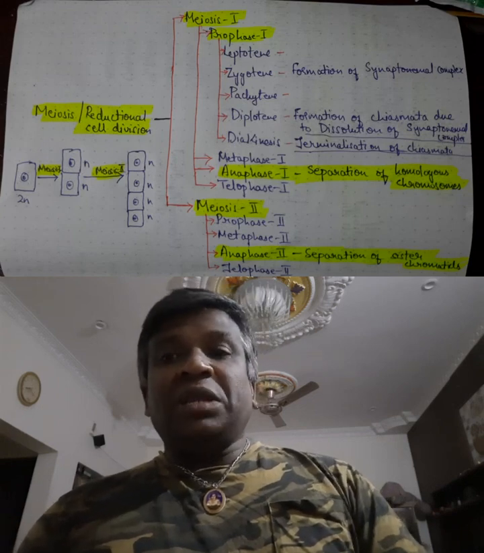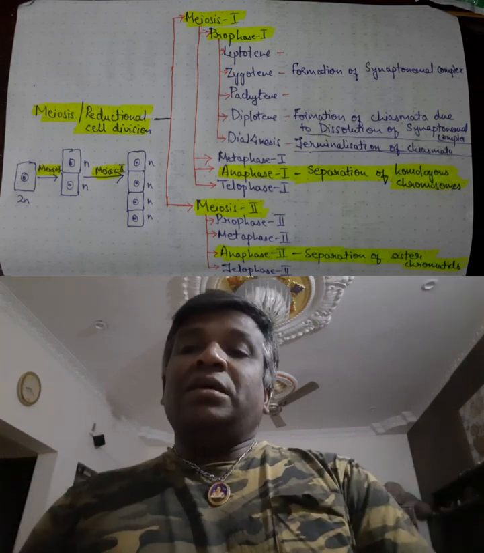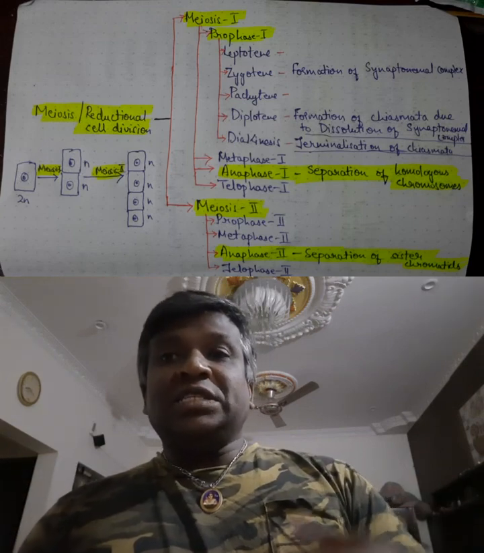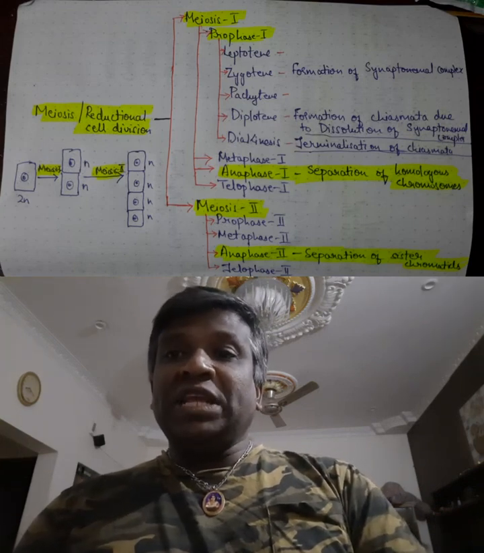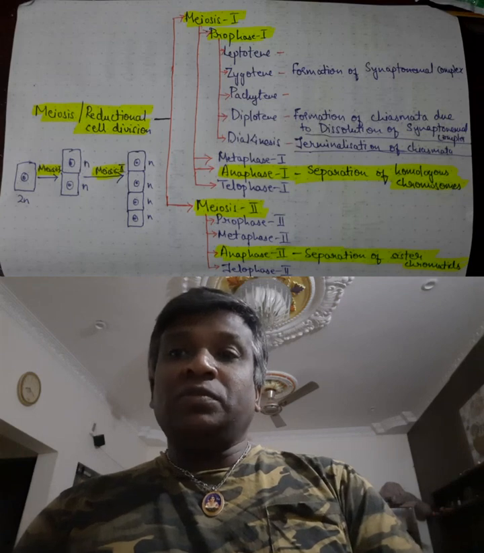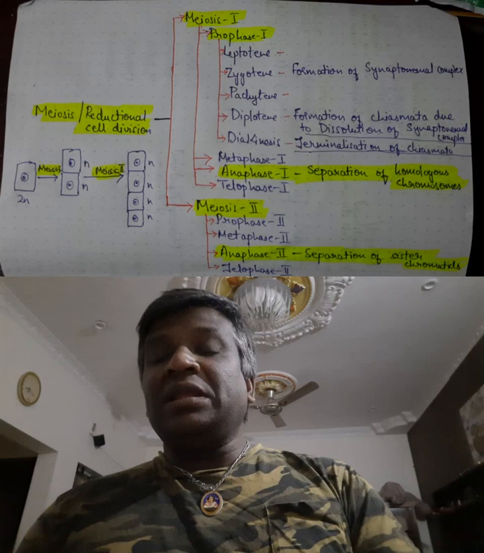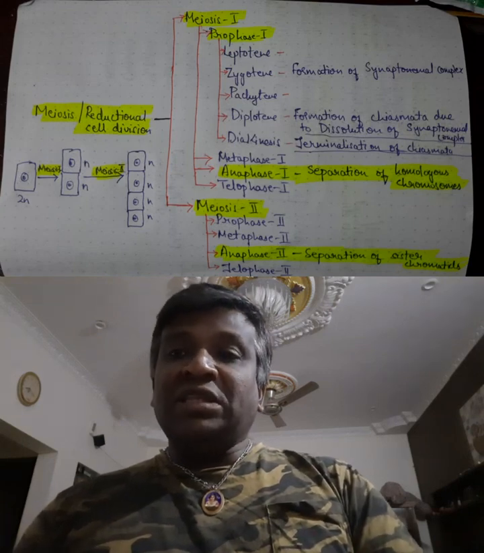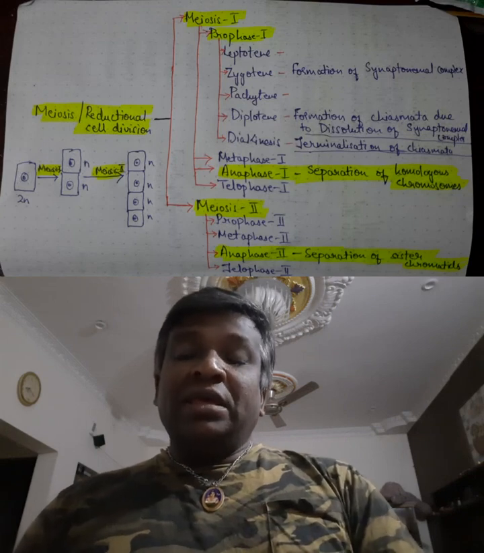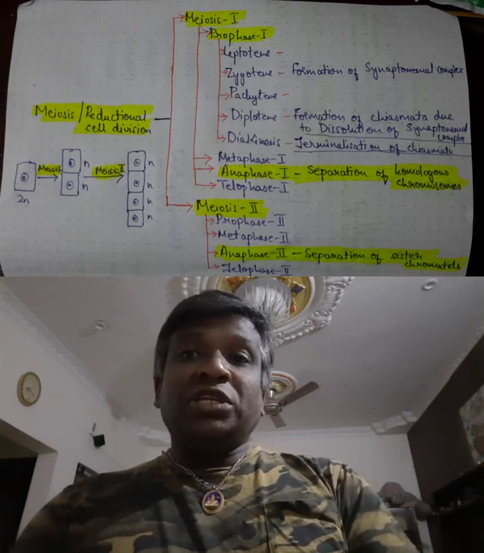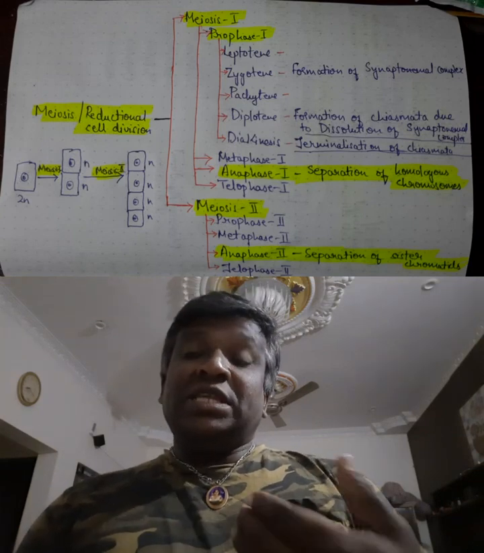In leptotene, the chromosomes are long and slender, and they come together. In the zygotene stage, the pairing up of similar chromosomes takes place, which we call homologous chromosomes. Of these homologous chromosomes, one is maternal and another is paternal, from the mother side and father side. They pair together and are held up. There is a formation of synaptonemal complex in the zygotene stage.